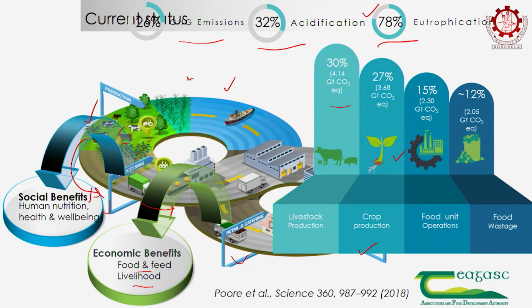So eutrophication, these are the things that are happening with agriculture activities: livestock production, the amount of greenhouse gas emissions, crop production, food unit operation, food waste. So these are the figures which were true as of 2022 from the Science Journal, and all these are causing a huge amount of challenges onto the system.